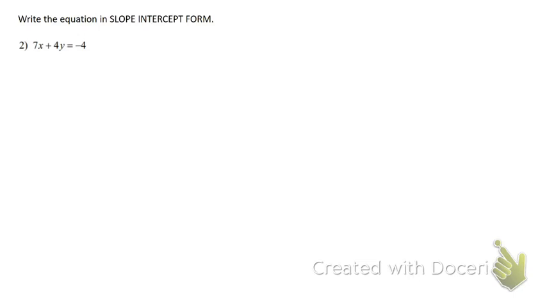Okay, so same thing, we've got to get y by itself. Okay, slope-intercept form means get y by itself. So this is my goal. To get the y by itself, I'm going to move the 7x to the other side, and that's going to make it a negative 7x. If you want to show the steps, you're going to subtract 7x on both sides.